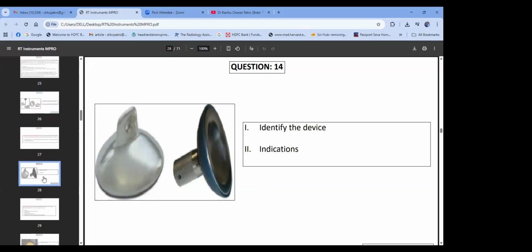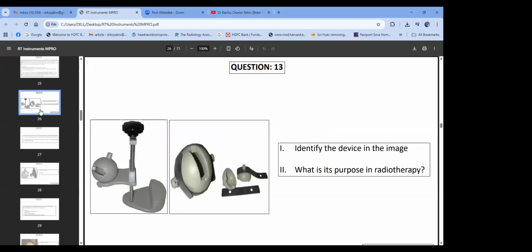So what is it made of? Material: it's made of lead, but it will have a plastic coating so as to not cause any abrasion over the cornea. Okay. Coming to the earlier question, what is the testicular shield made of? That is also made of lead only, sir.